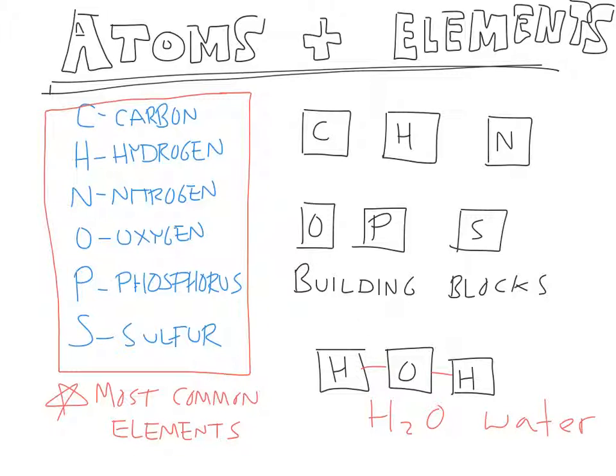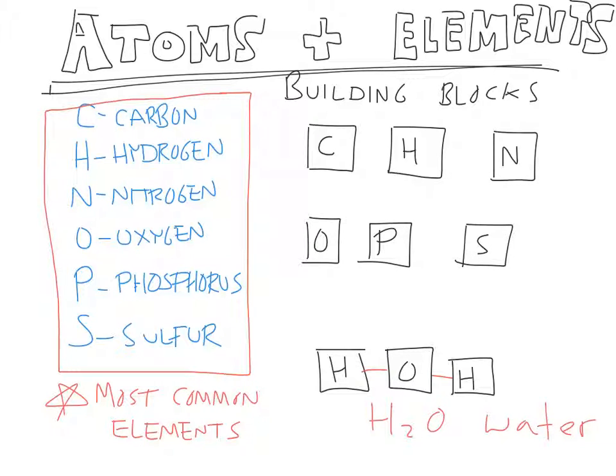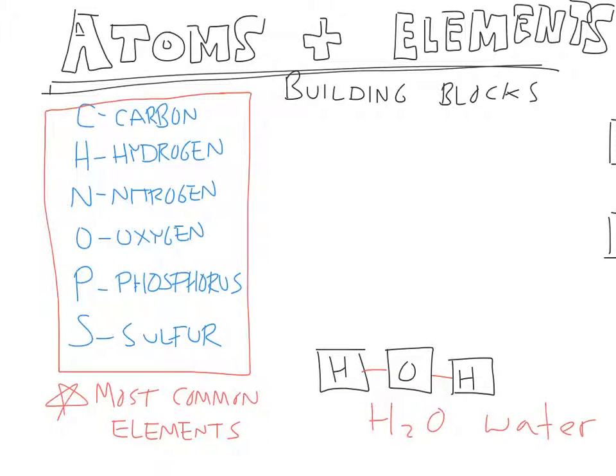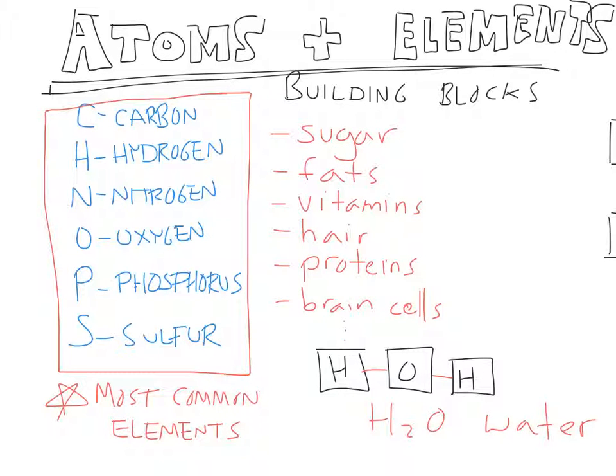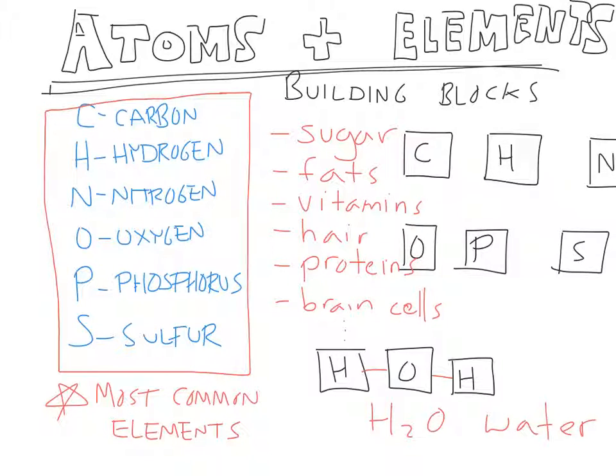And there's so many other things we can build from them as well. So some other examples: sugar, fats, vitamins, hair, proteins, brain cells, anything that we can think of that a living thing needs, we can build from just these six elements.